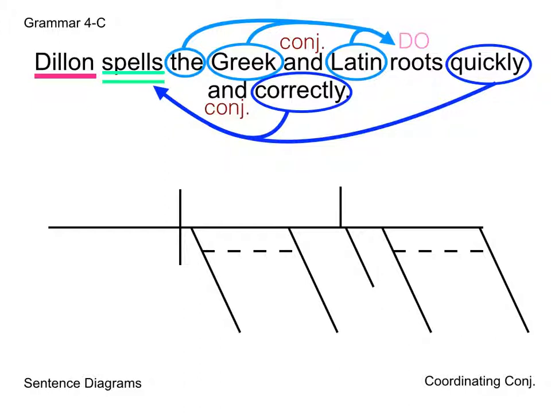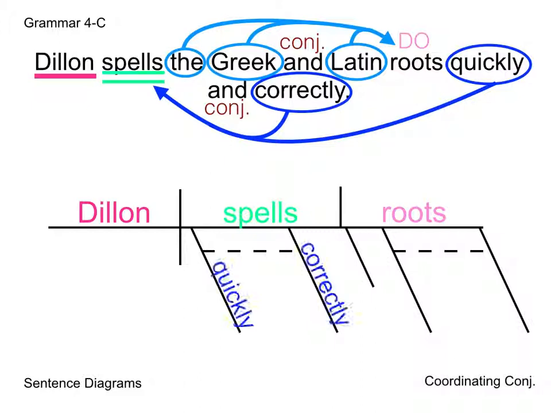Now we have the whole diagram made, so we can start filling it out. We have our subject, we have our verb, and we have our direct object. Dylan spells roots. That's what this sentence is really telling us. But everything else is giving us more information about how he is doing that and what kind of roots those are. So we have our adverbs quickly, correctly, and we have our coordinating conjunction of and sitting there with them so that it is connecting those two.